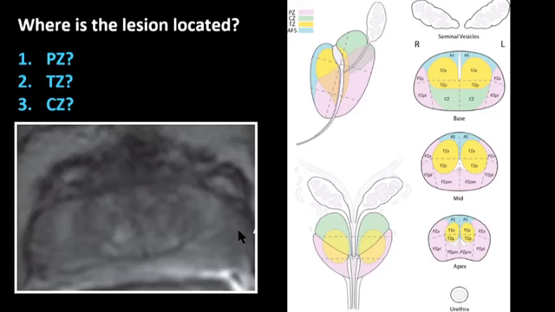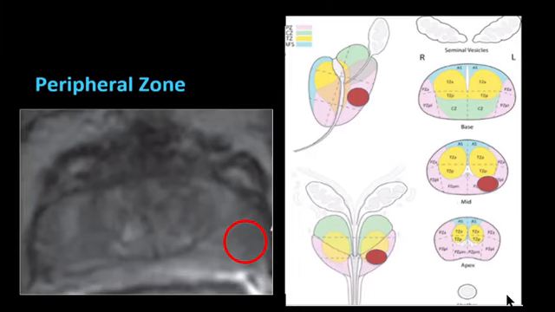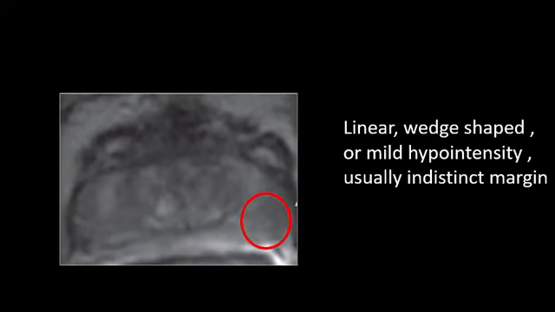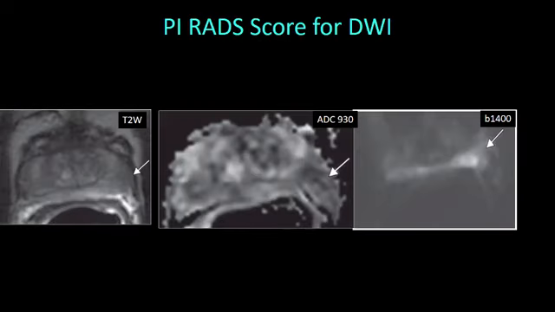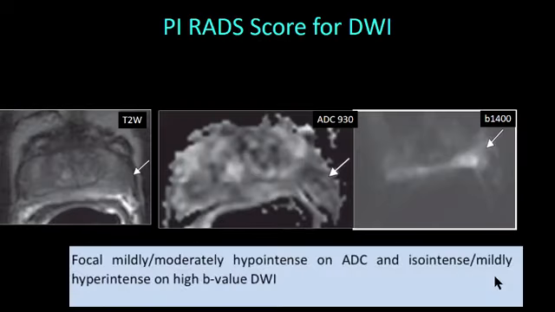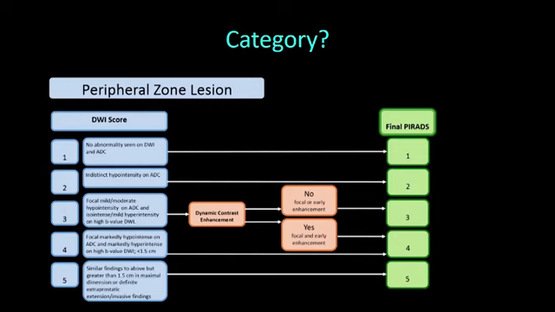So where's this? Obviously, this is in the peripheral zone. And this is a sector map that's available also in the document. And this will nicely map where this lesion is located. And then on PI-RADS, how would you define this as wedge-shaped, mildly hypointense lesion. So it's a 2. Let's look at the ADC. It's mildly hypointense on ADC, but it's bright on the high B value, and so it's a 3.